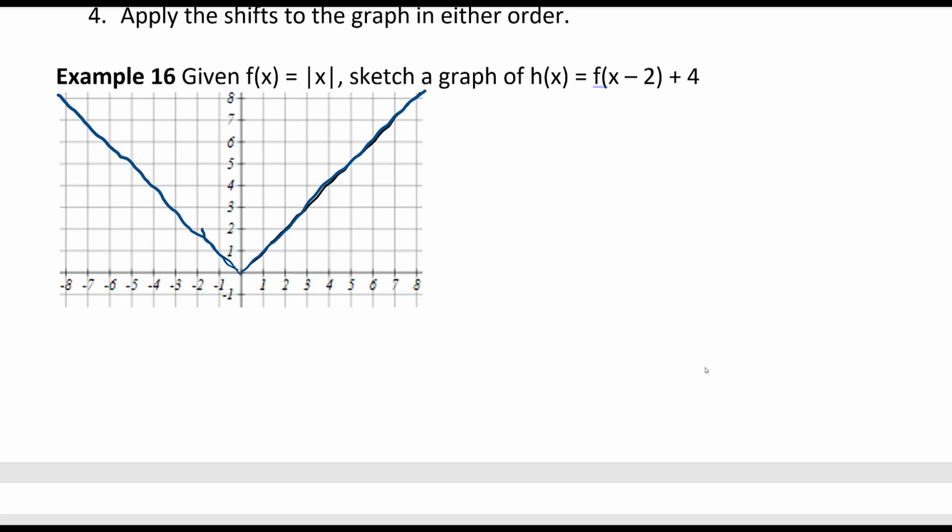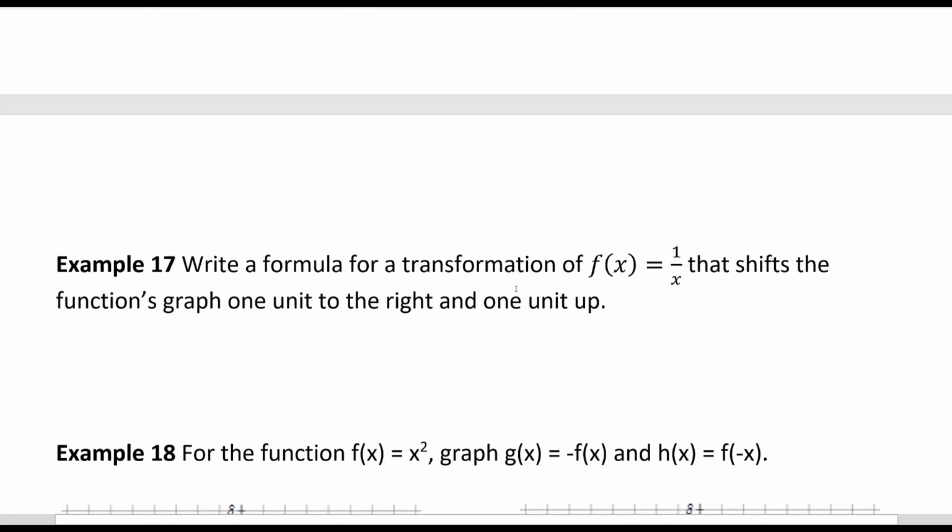Okay, Microsoft Word. So now what do we have here? So this -2 means it's going to go right 2, and the +4 means we're going to go up 4. So right 2, up 4, and we just have this V-shaped graph. Oh, let me change colors. That's it. Okay, let's go on.